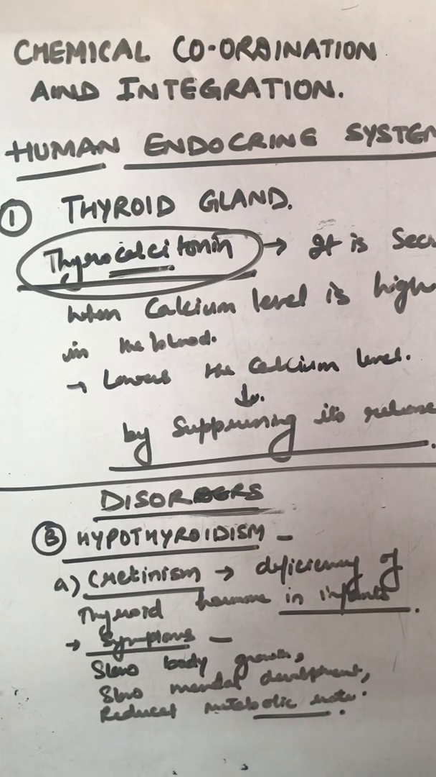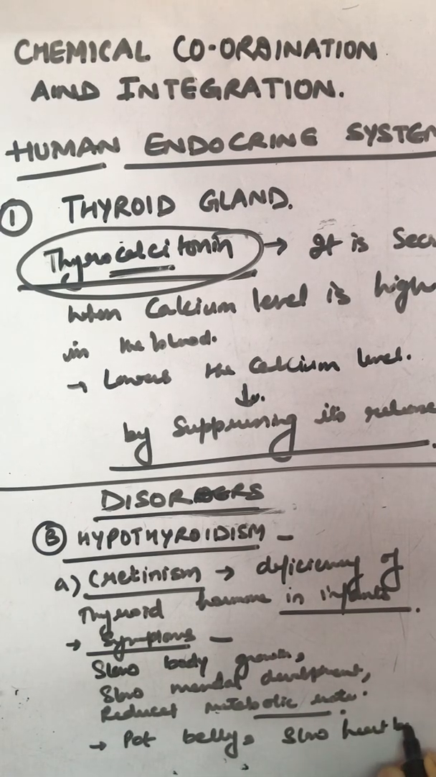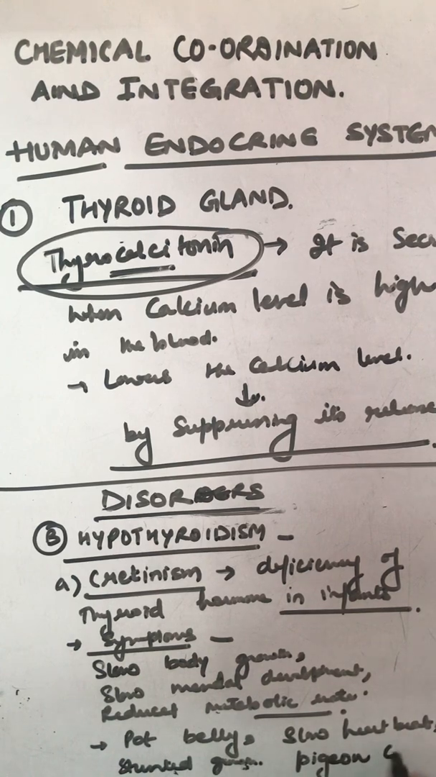There are many other disorders such as slow heartbeat as well, lower BP, decrease in temperature, stunted growth, pot belly. I'll write few जो बहुत important है. Slow heartbeat, पॉट बेली होता है, स्टंटेड ग्रोथ होती है, पिजिंग चेस्ट आता है इसमें. This is very characteristic feature. And protruding tongue, retarded sexual development.